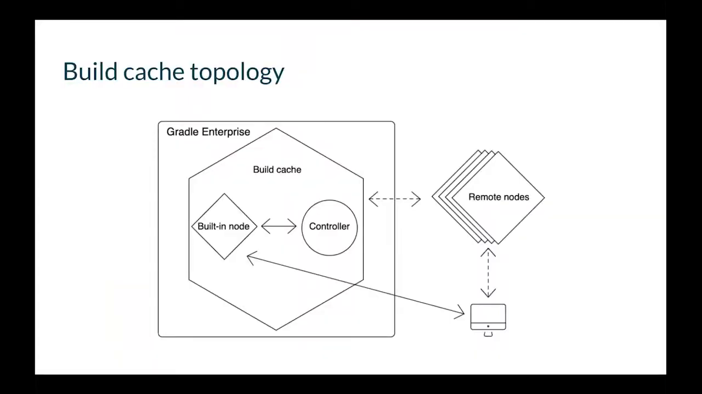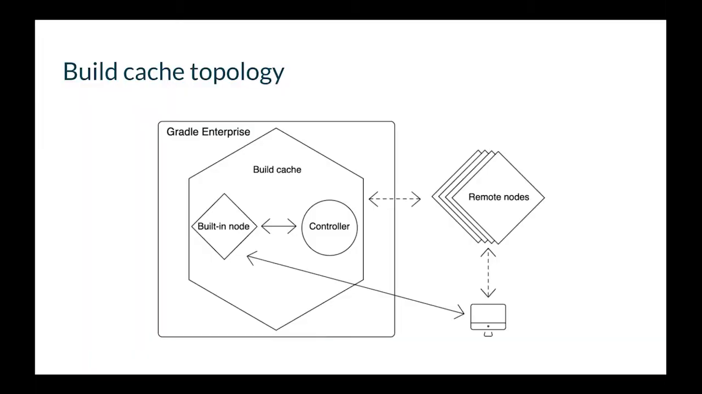Modularization. Then we have a few words about build cache topology. So Gradle Enterprise ships with a cache controller and a built-in node. And the built-in node is really the thing to remember as a user, because that's what we connected to. We didn't configure any address of a cache node. We just gave it a Gradle Enterprise address, and that was also giving us access to the node. But what you can do is you can set up additional remote nodes.